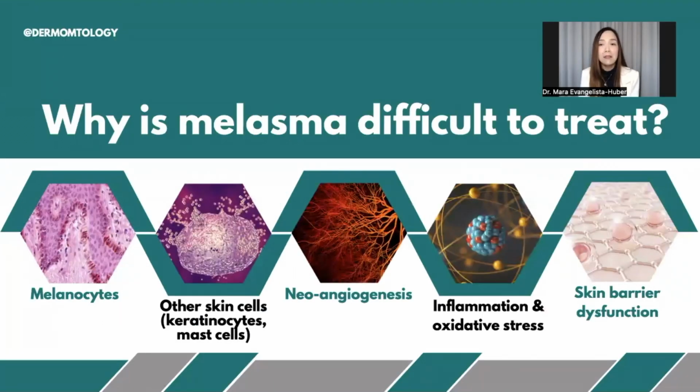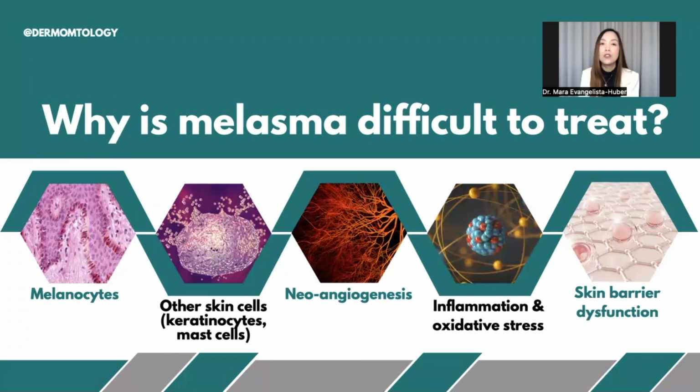So why is melasma very difficult to treat? And it tends to be recurrent despite all our best efforts. It's because so many factors are involved in this condition. As I've mentioned, melanocytes and keratinocytes, which are the main skin cells. However, not just these two. Other cells like mast cells or fibroblasts are also thought to be involved.